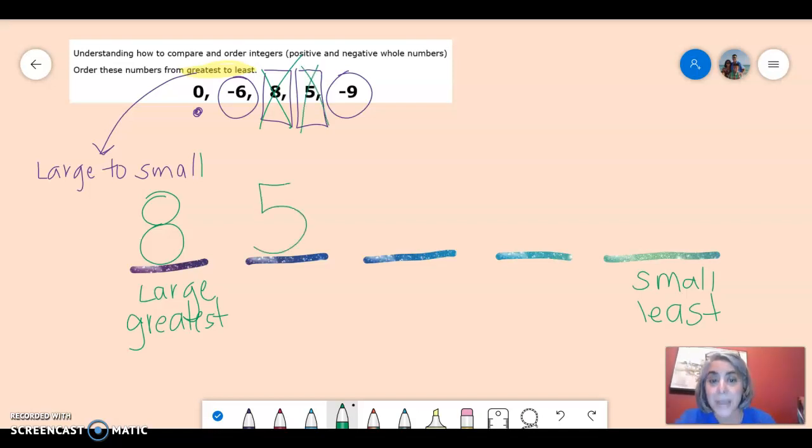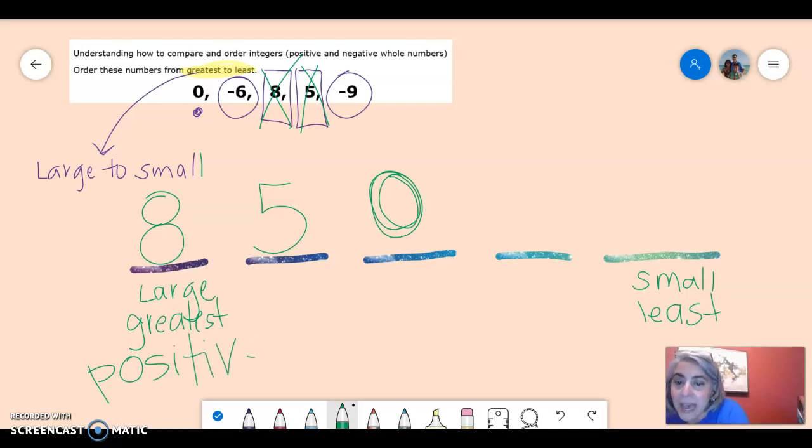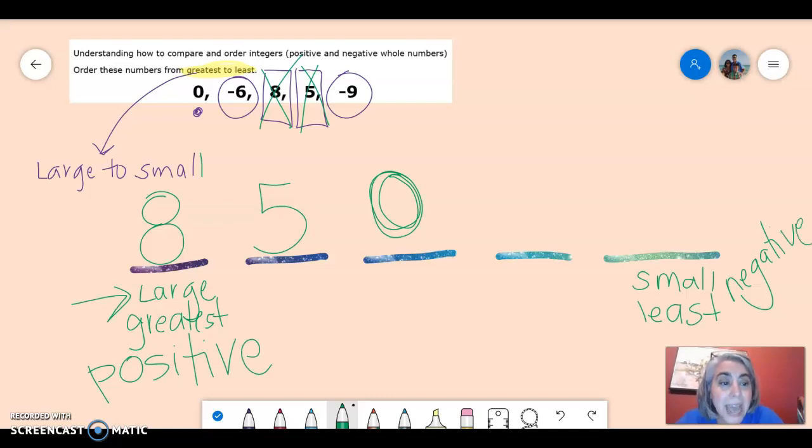Positive numbers are bigger, okay? So now I'm going to go to 0. He separates my positives and my negatives. Remember, the positives are on this side because I am looking for the largest numbers first. That's what the problem asked for. And over here, I'm going to have my negative numbers because it asked for me to end with my least values.